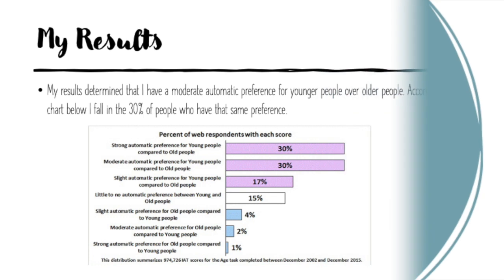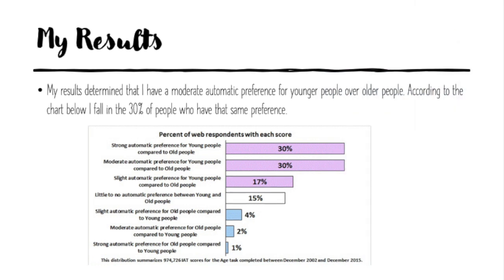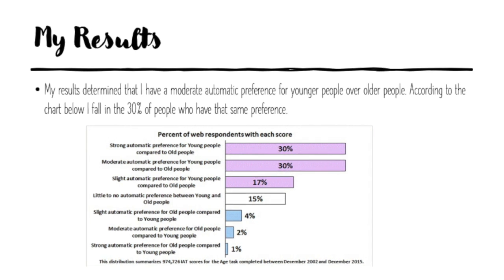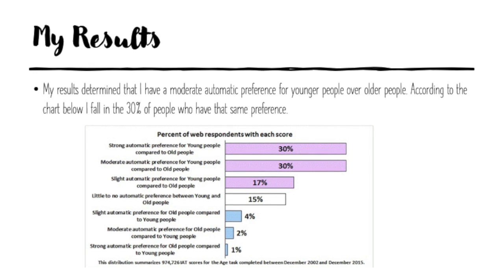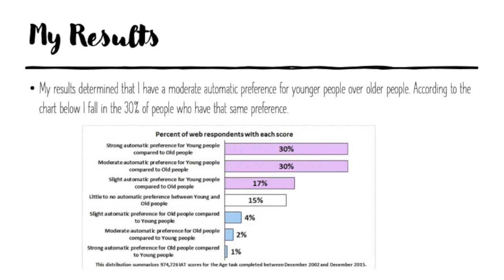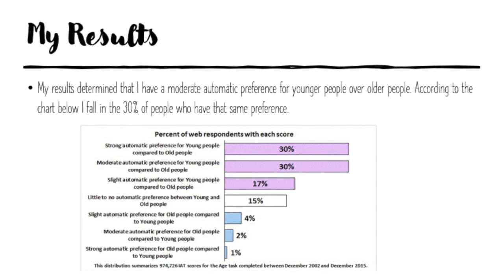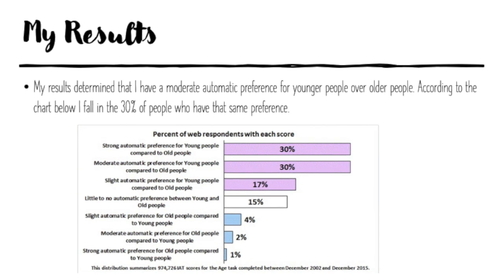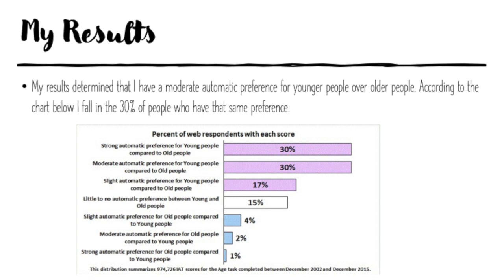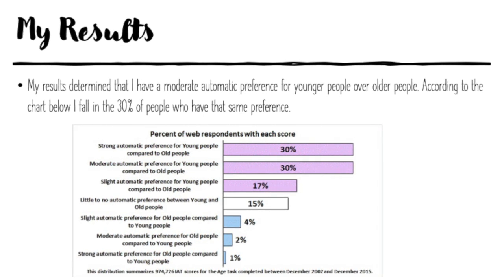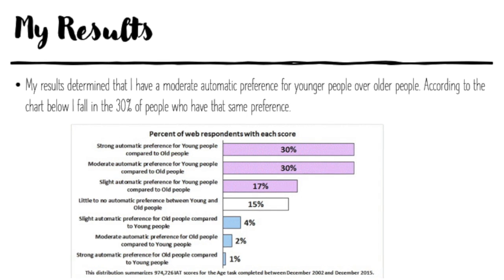My results. My results determined that I have a moderate automatic preference for younger people over older people. According to the chart below, I fall in the 30% of people who have that same preference. I was faster in sorting when good words and images of young people share the same key, versus when good words and images of older people share the same key. I did notice my struggle of sorting good words and older people, but I wonder if it had to do with my anxiety or the fact that I started the test first with sorting younger people and good words.